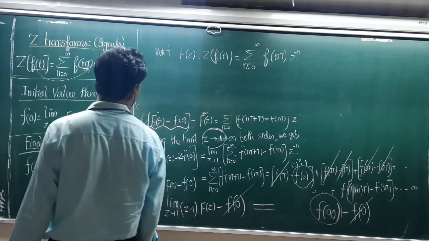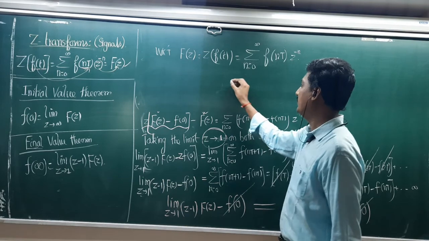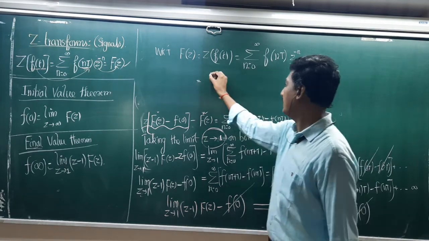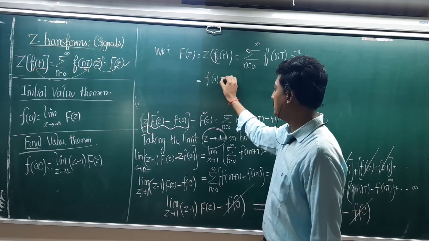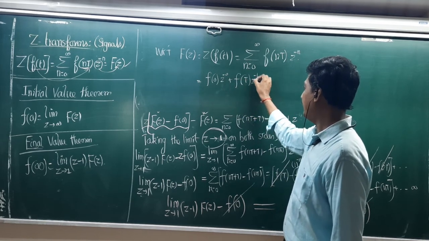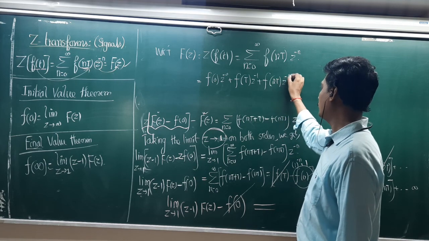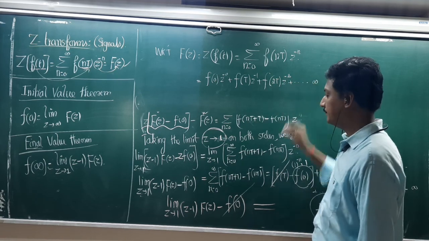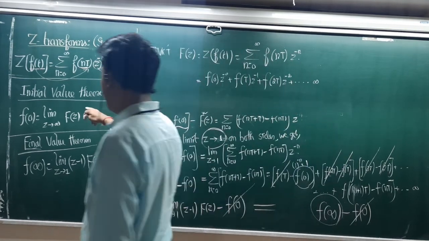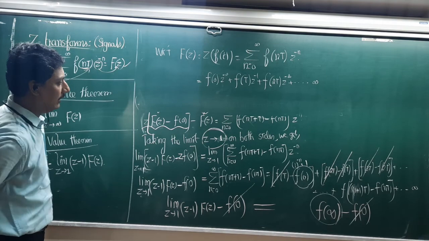Now, if I take n equal to 0, n equal to 1, n equal to 2, what will we get? When n equals 0, we get f(0) z to the power minus 0. For n equal to 1, we get f(T) z to the power minus 1. For n equal to 2, we get f(2T) z to the power minus 2, plus etc., up to infinity. So for the initial value theorem, take the limit z tends to infinity. For the final value theorem, we take the limit z tends to 1.